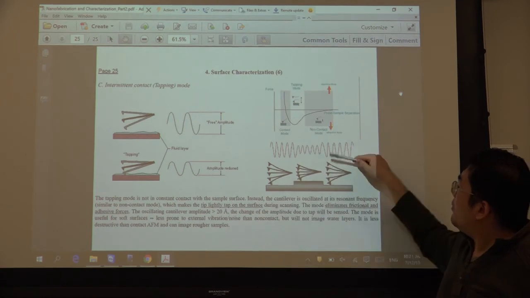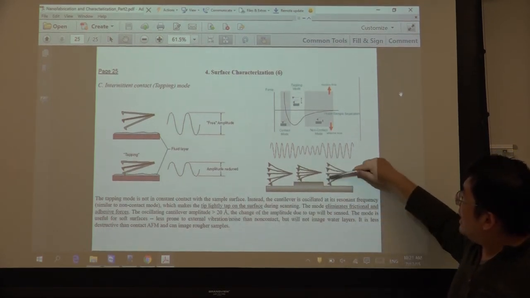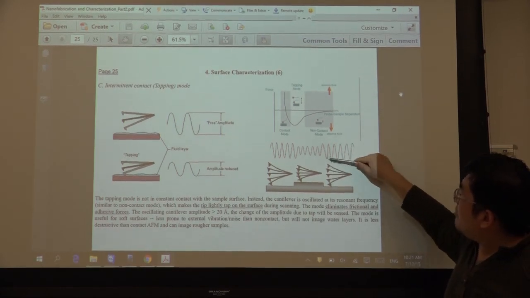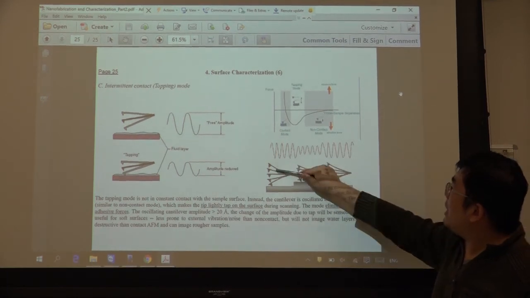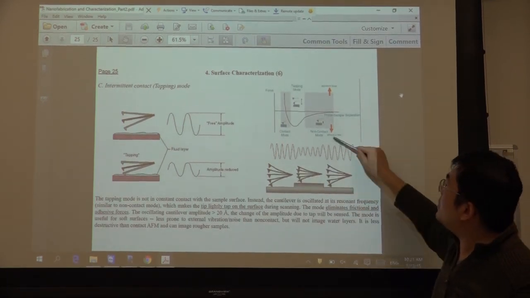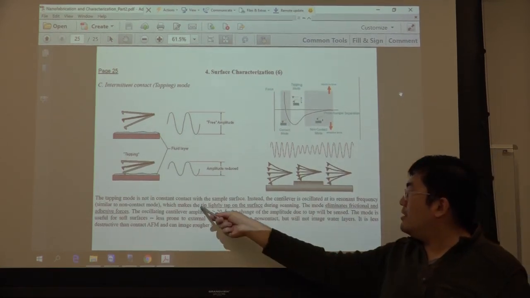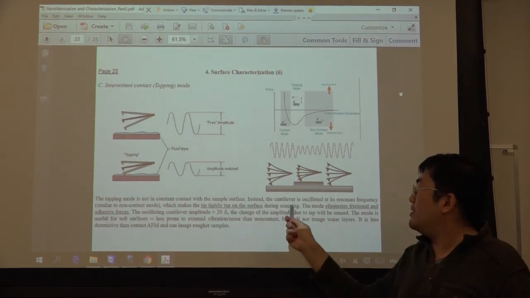You can see that one layer has a different oscillation amplitude. Here the oscillation has a large amplitude. In this region, the oscillation has a small amplitude. They have different oscillation amplitudes and different feedback. This tapping mode makes the tip lightly tap on the surface during scanning.